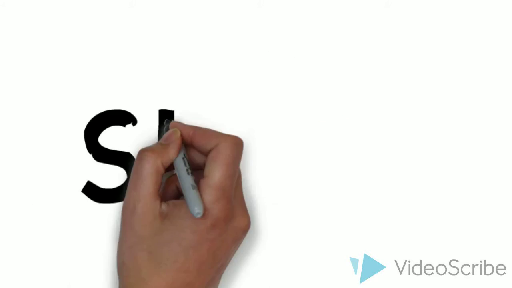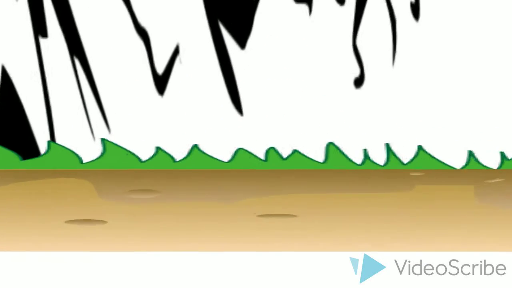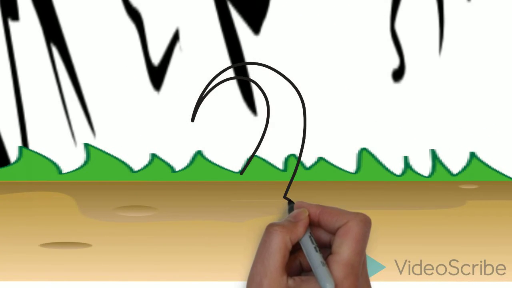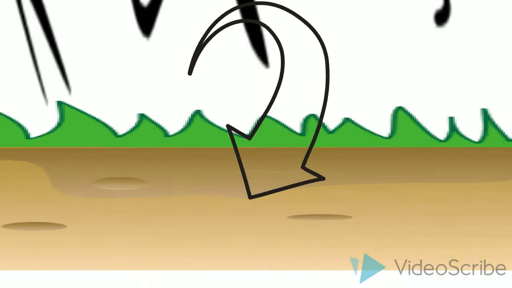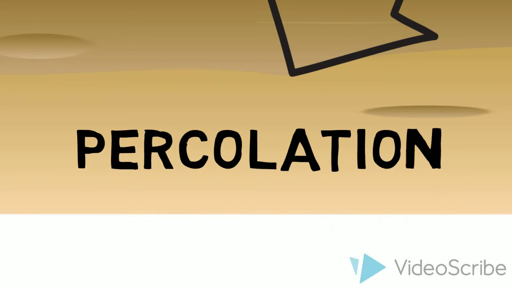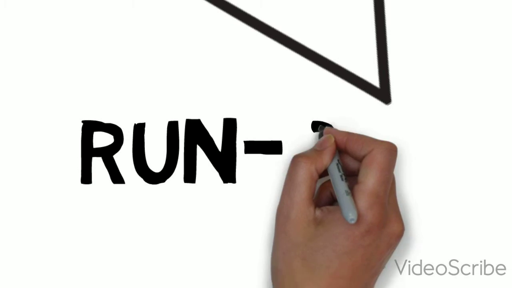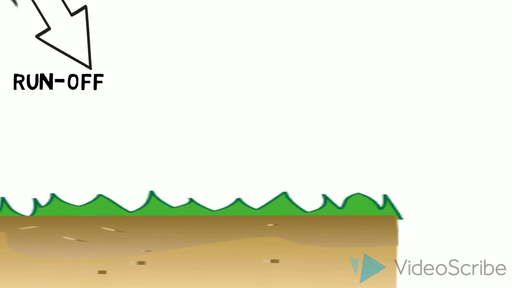Precipitation can land on the surface of the earth, in rivers, lakes, or the ocean. When it lands on the surface of the earth, it can be absorbed and filtered into the earth through the process of percolation. Percolation occurs when rainfall is absorbed by soil and travels to the ocean. When precipitation does not go through percolation but lands on the surface of the earth, it becomes runoff.